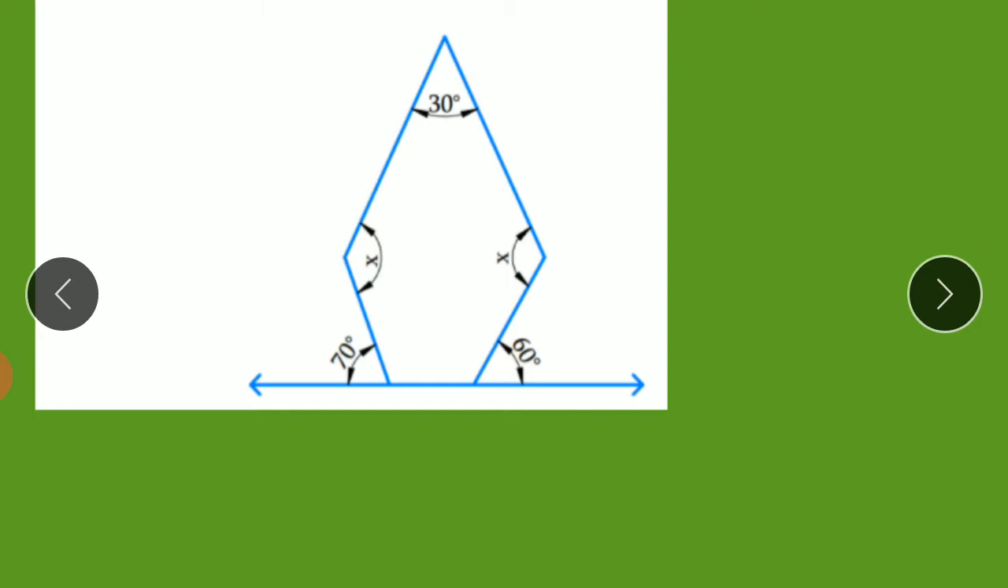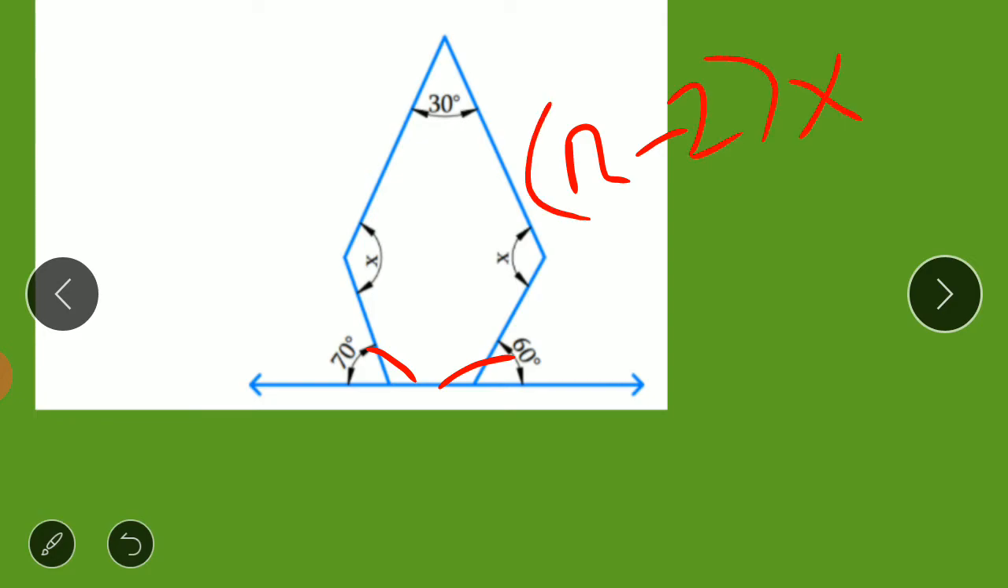If it is a pentagon, and you add all the five angles, that is 30 plus x and the remaining two angles, how much should you get? Can you remember the formula? The angle sum property of any polygon: n minus 2 into 180.